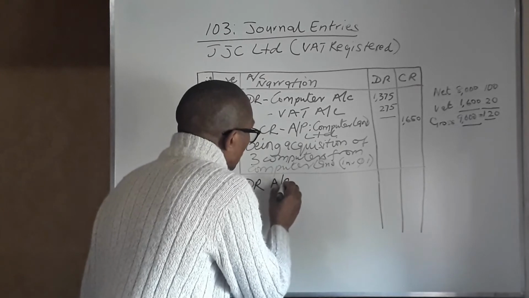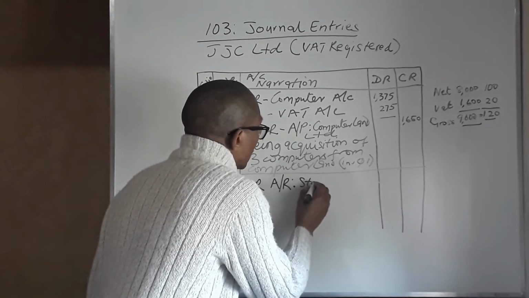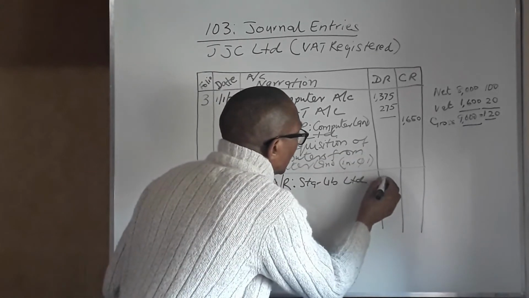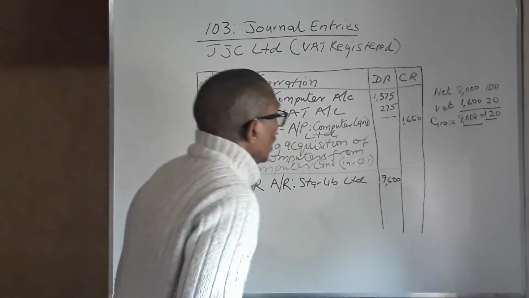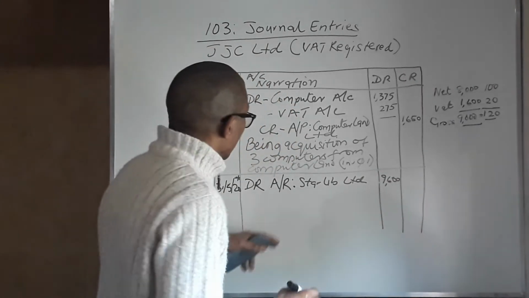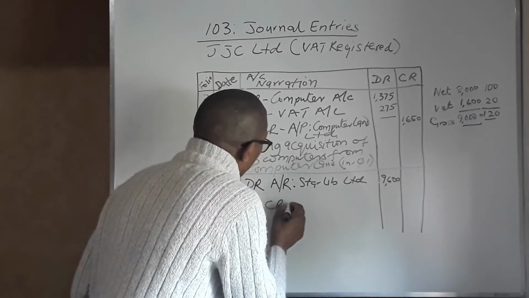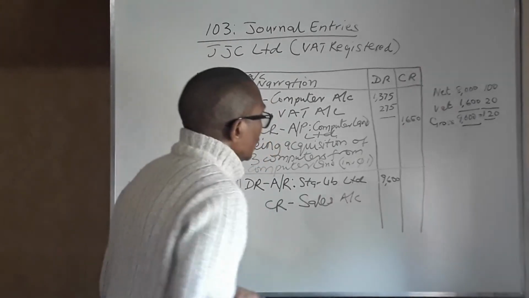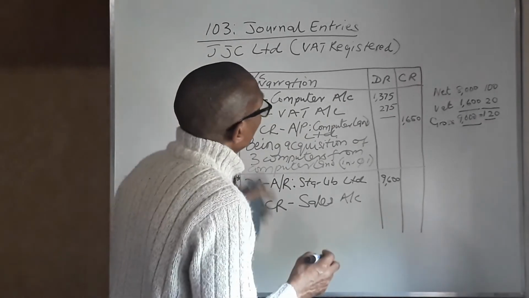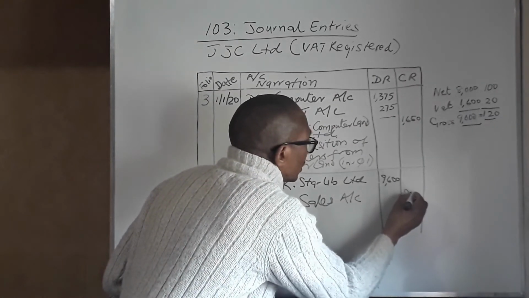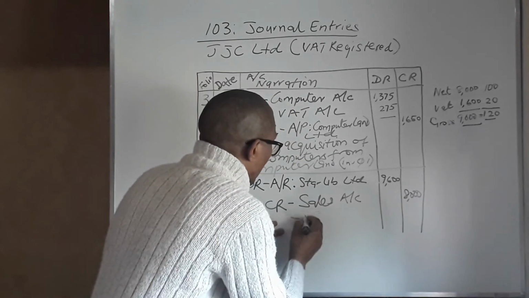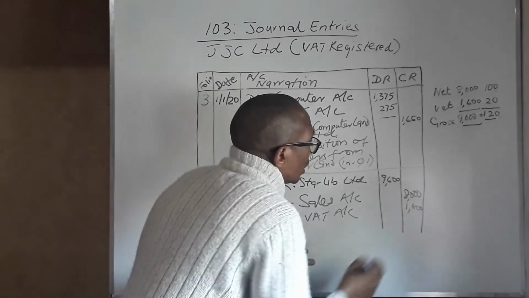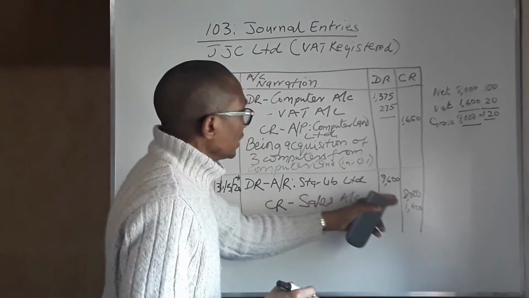So we say debit account receivable Star Library Limited with the full amount of 9,600, and then the account to be credited is the sales account. When I say credit sales account, it is with only the net, as I said, because they are VAT registered, with net 8,000, and the balance will now go to the VAT account, which is 1,600. All right. So debit now equals credit.